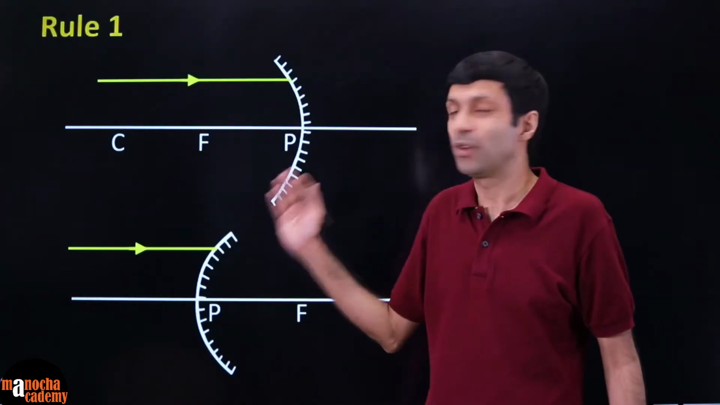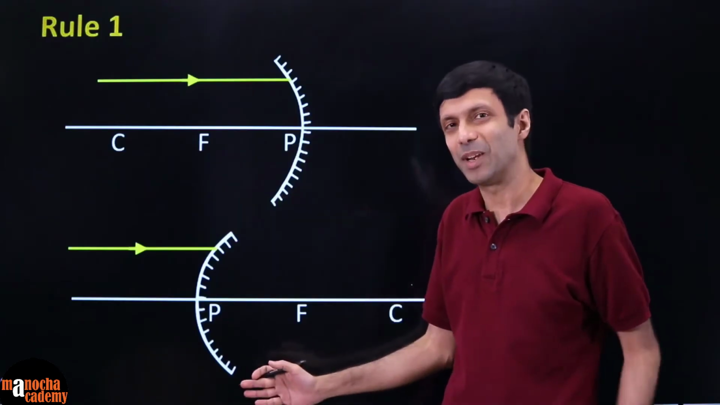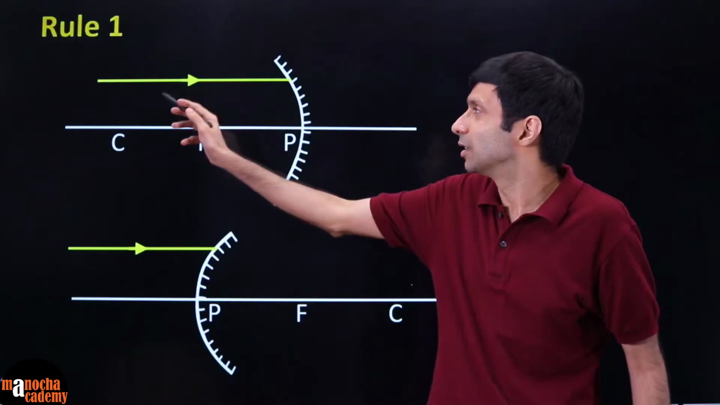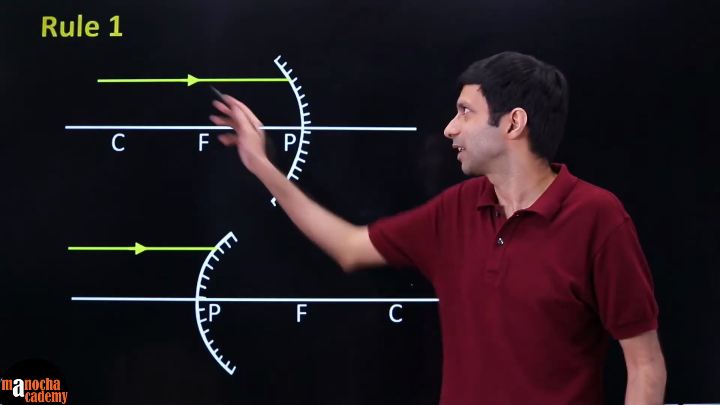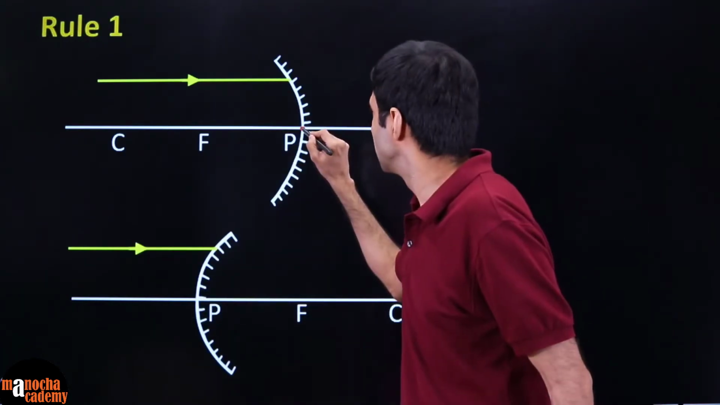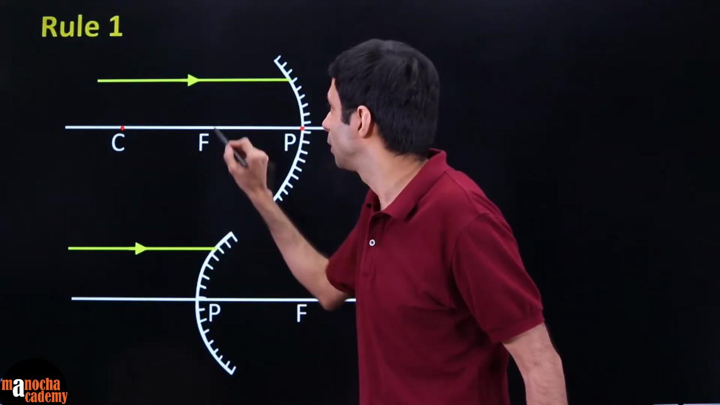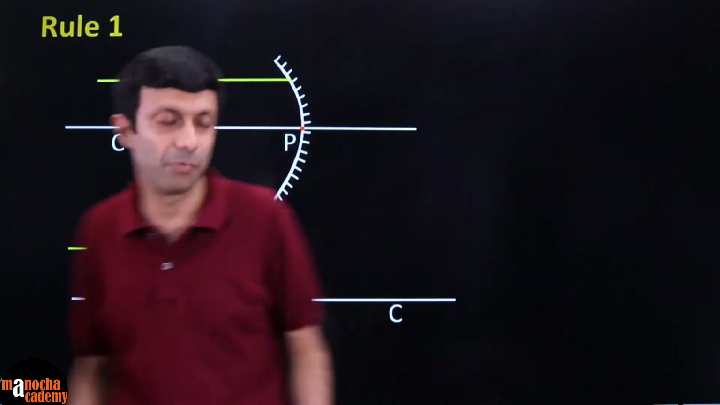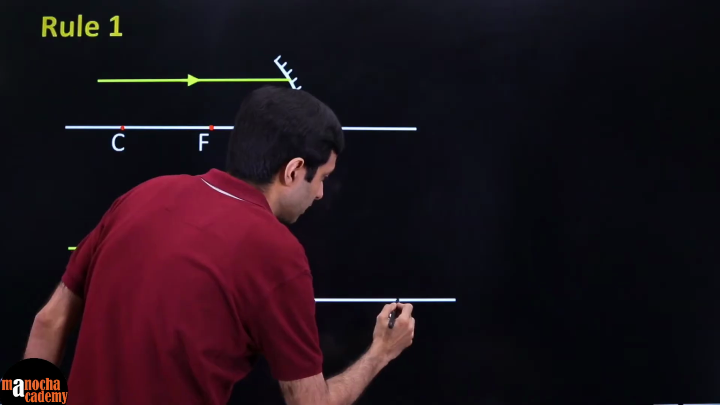So here's first the rule number 1, where we are going to do together for a concave and convex mirror. To make it easy for you guys and you'll remember it better, we are going to start with rule 1, where the ray of light is parallel to the principal axis. Can you see? It's drawn parallel to the principal axis. And this is the pole, center of the mirror. This is center of curvature. Focus is exactly between P and C. And similarly here for a convex mirror, P, F and C.